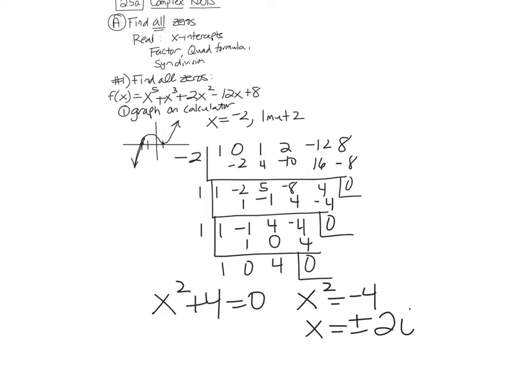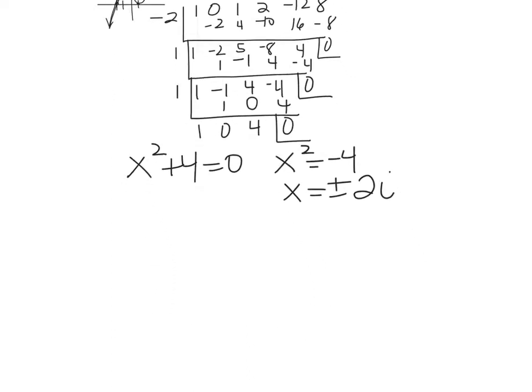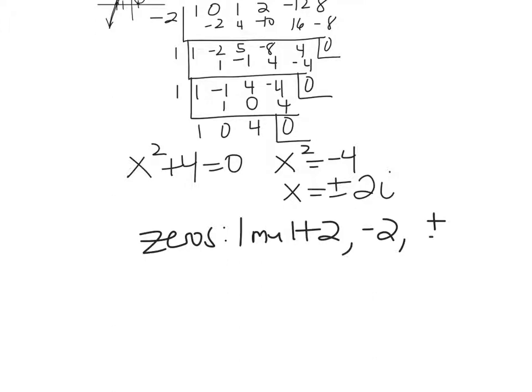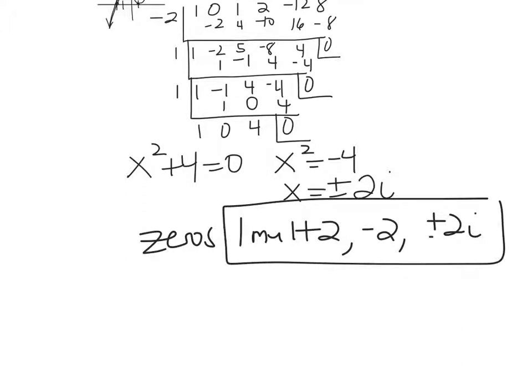Okay, so let's go back to what the question's asking. It's a long question, right? It said find all the zeros. So now I'm just going to list them. The zeros of my polynomial are 1, we could say 1 with a multiplicity of 2, because they might ask you for any multiplicities. 1 with a multiplicity of 2, negative 2, and plus or minus 2i. And we should expect to get 5 of them, and there are 5 of them there, because the 1 happened twice. Okay? Isn't that fun?